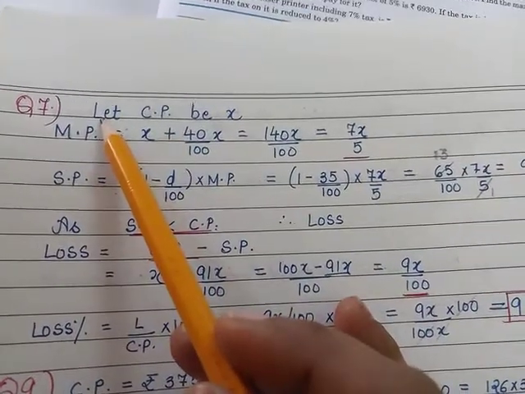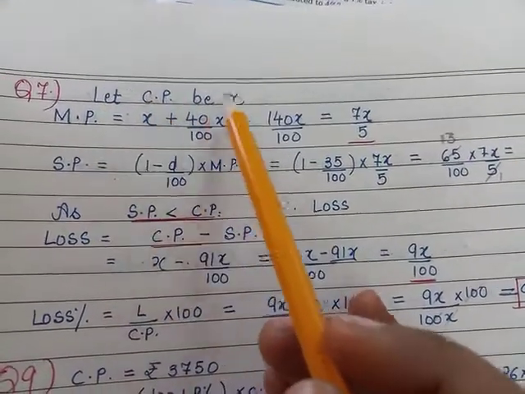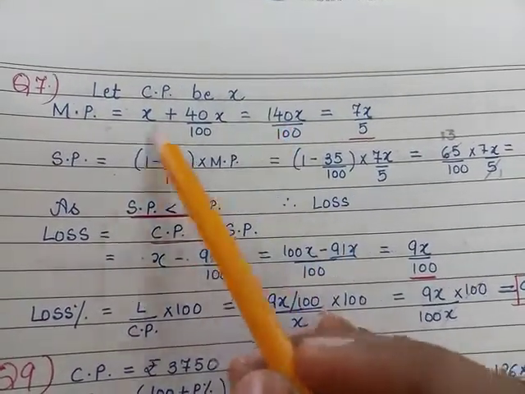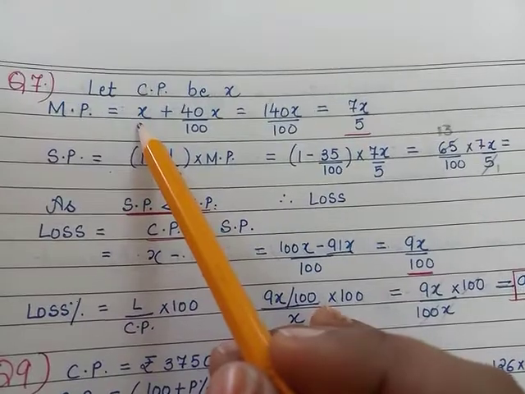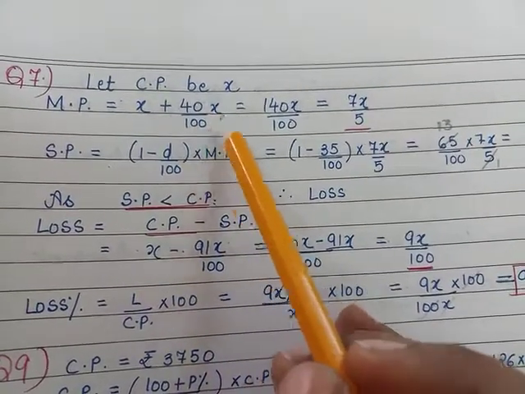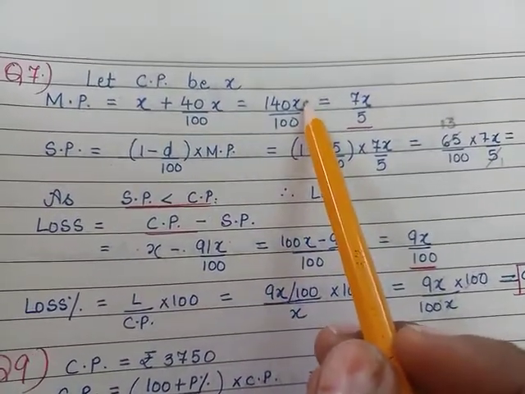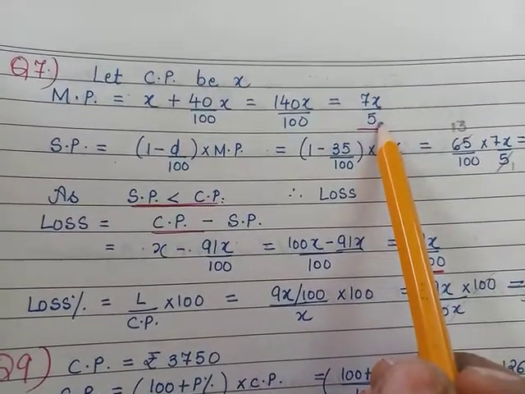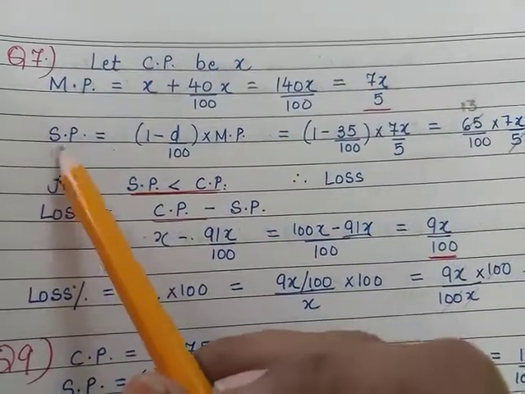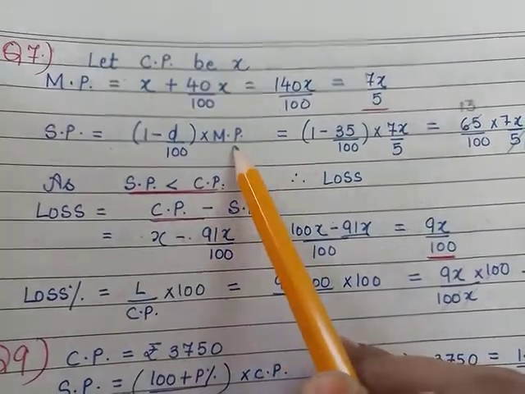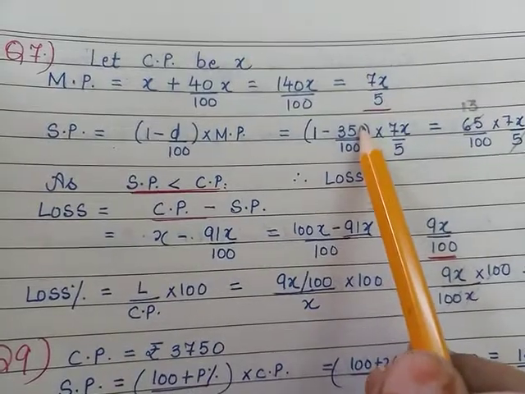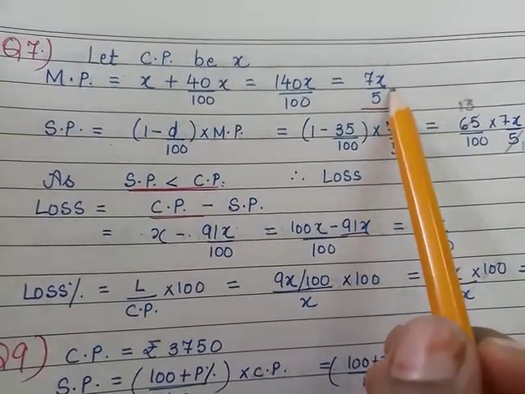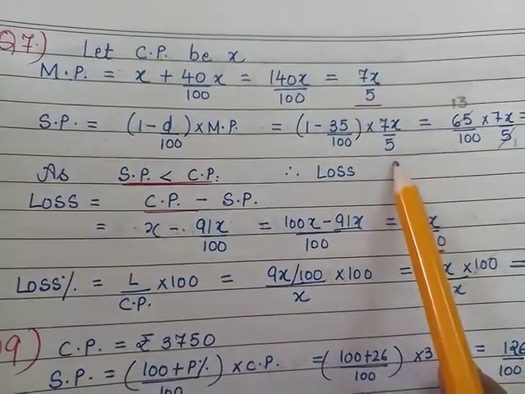Let's have a look at its solution. Let the cost price be x. They are saying the mark price is 40% above. So the mark price becomes x plus 40% of x, that becomes 140 upon 100 x, that becomes 7x by 5. Now selling price is (1 minus discount percent) into mark price. As we know, the discount percent is 35 and the mark price we calculated above is 7x by 5.